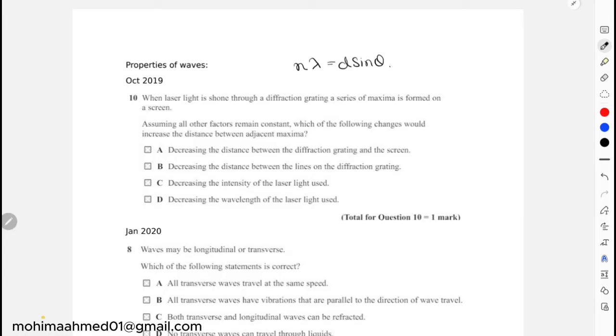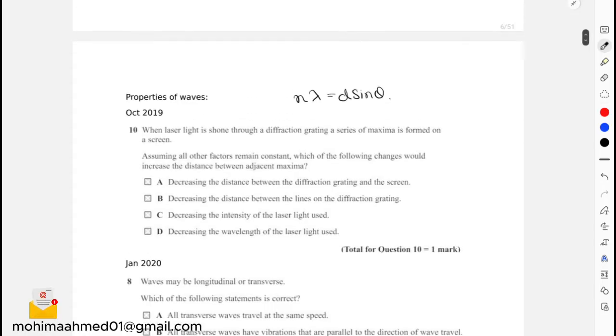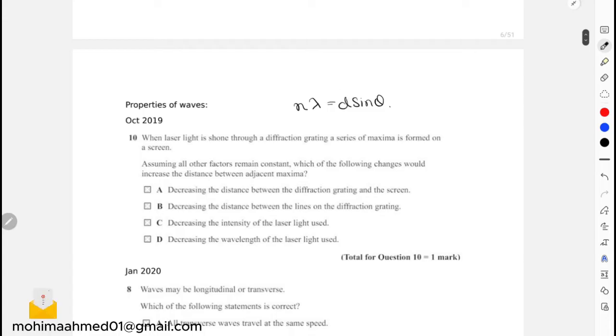Now it says that, assuming all other factors remain constant, which of the following changes would increase the distance between adjacent maxima? The distance between adjacent maxima is basically not the small d over here. This small d indicates the distance between each line on the diffraction grating, and the distance we are talking about is on the screen on the opposite side.